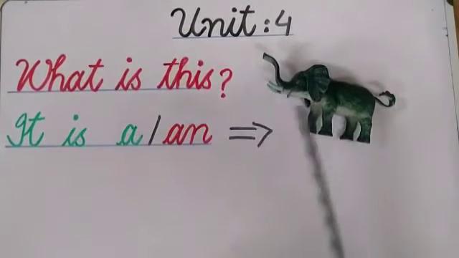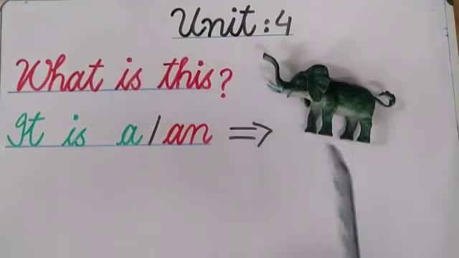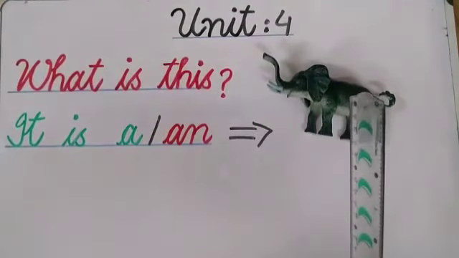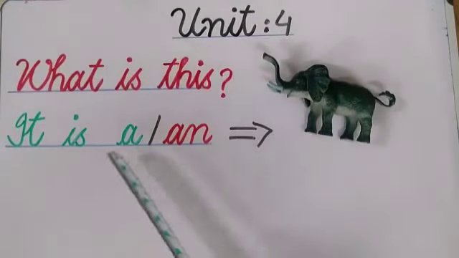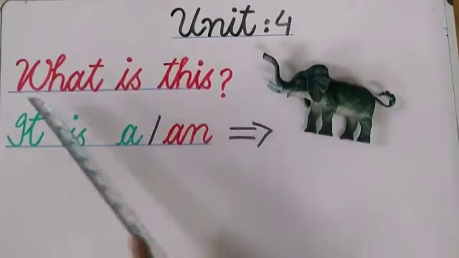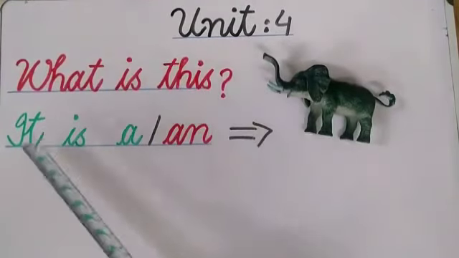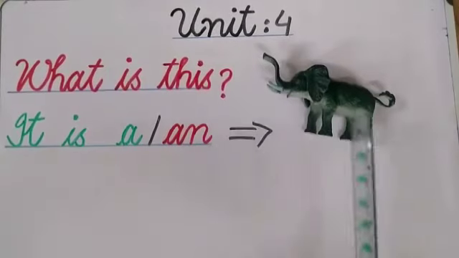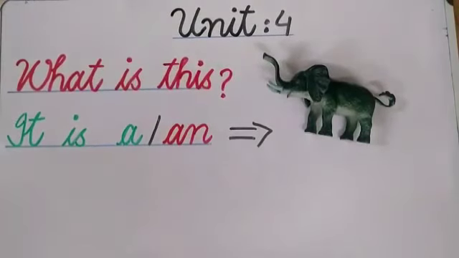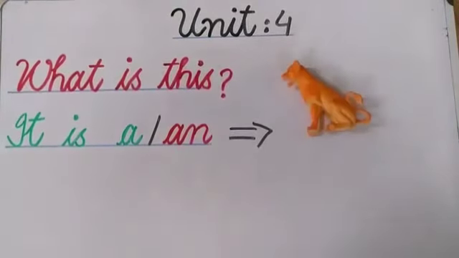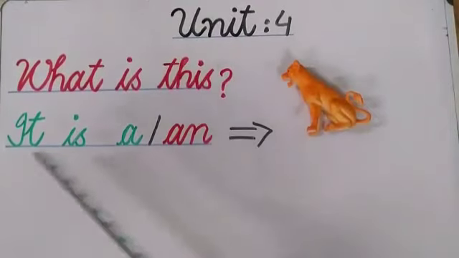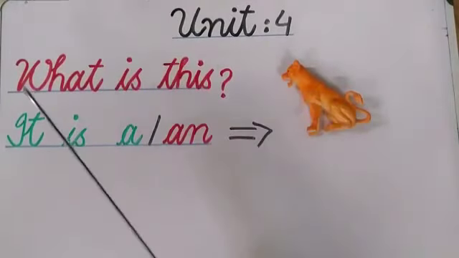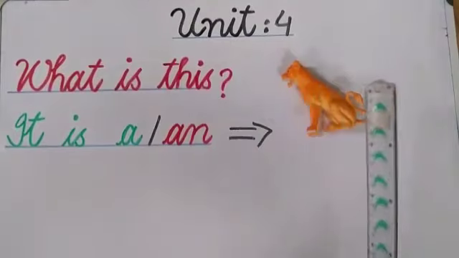It is an elephant, and you have to give the answer in the same way. It is an elephant. What is this? Now look at the next example. What is this? It is a dog.